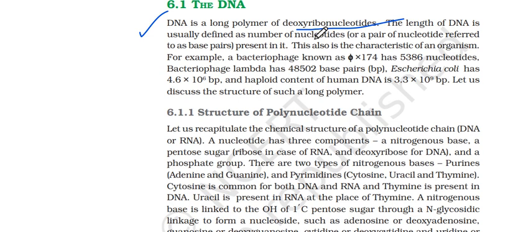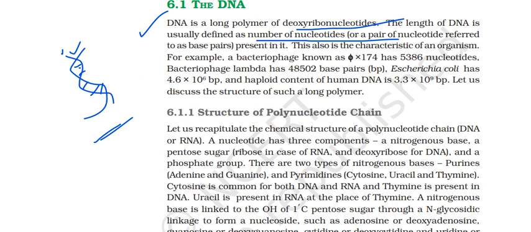The length of DNA is usually defined as number of nucleotides or a pair, because it occurs in pairs, as with the DNA helical structure which we will see ahead. Fine, we have 2 strands, so with the pairing between the nucleotide bases, they are also called base pairs. So the number of base pairs or the number of nucleotides is one and the same thing, this will give you the length of the DNA. This also is the characteristic of an organism. In one organism, one species, it will be of the same kind.